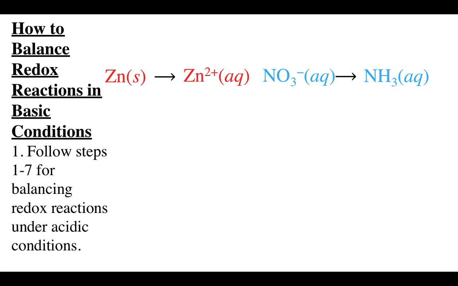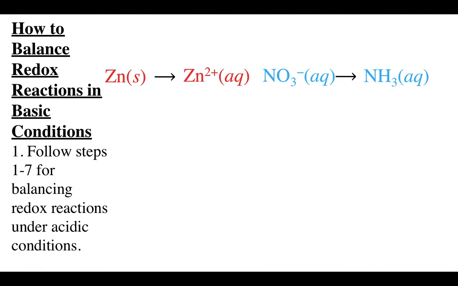Can we recall the second step of balancing redox reactions? I hope you recall that the next step is to balance all elements except oxygen and hydrogen. Looking at this half reaction, we can see we have one zinc atom and one zinc atom, balanced. And here we have one nitrogen atom and one nitrogen atom, balanced. We also have oxygen and hydrogen, but we don't look at those in step number 2. So this was already fine. We could have skipped step number 2.